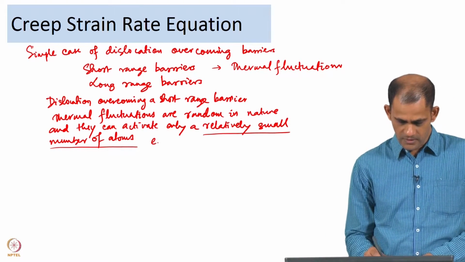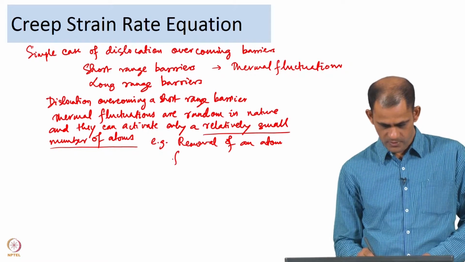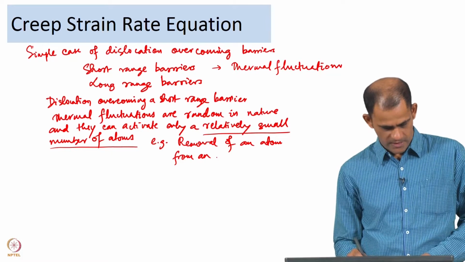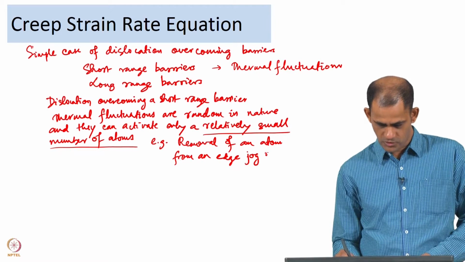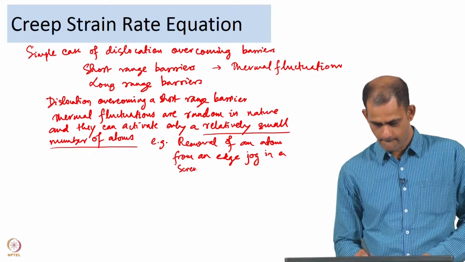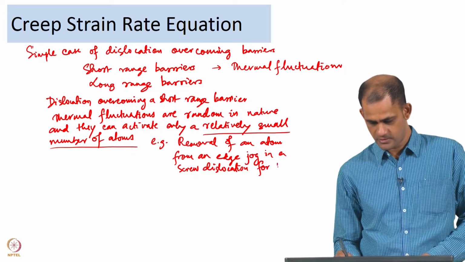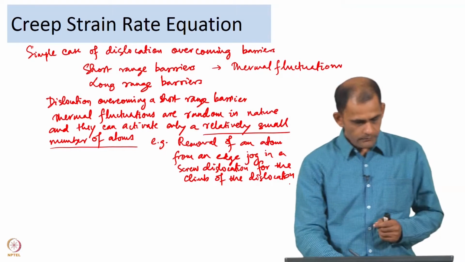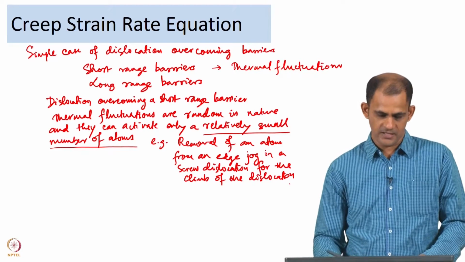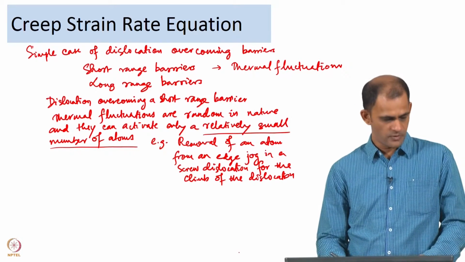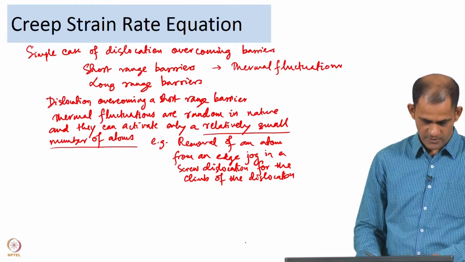So, for example, if you remember, one of the examples is removal of an atom from an edge jog in a screw dislocation for the climb of the dislocation. So, for the dislocation to overcome the barrier, it is an energy barrier, and the energy is being provided by thermal fluctuations. So, let us now look at a simple diagram.